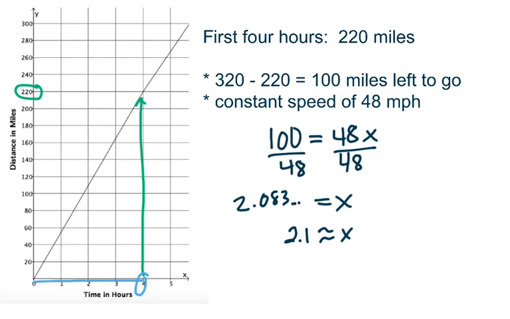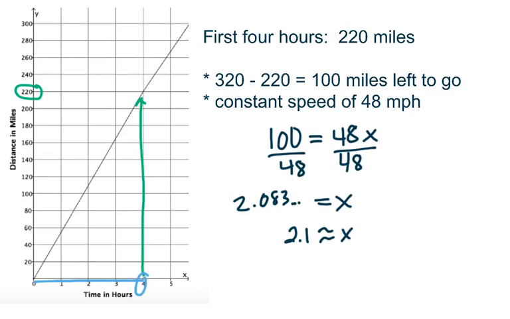When this train is traveling, it travels at one speed for the first part of the trip, and then it changes and it slows down to 48 miles per hour. So we're going to use that information to try to figure out how long it's going to take us to do the entire trip. So I used the graph to figure out how many miles it had gone in the first part of the trip.